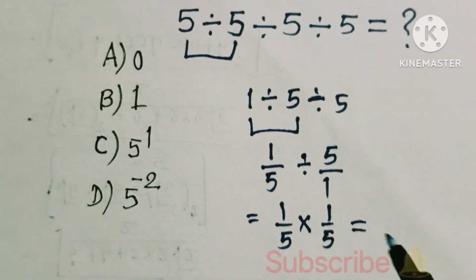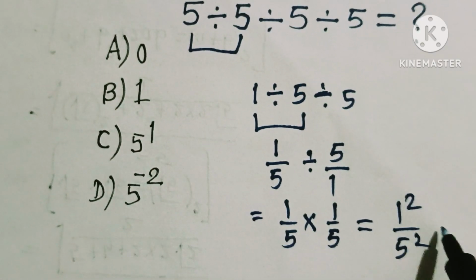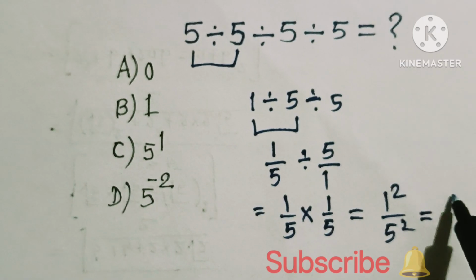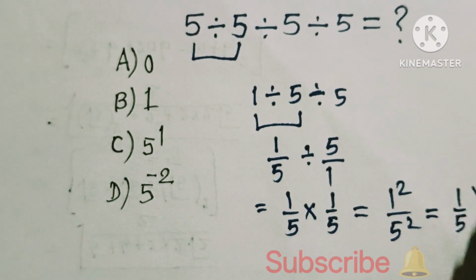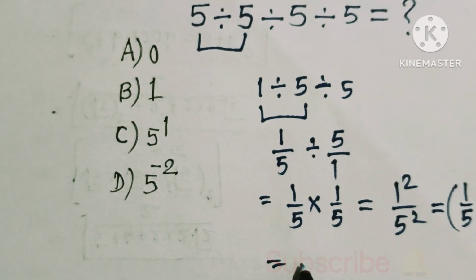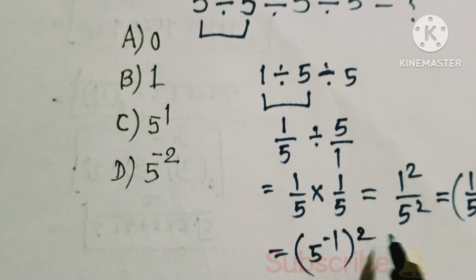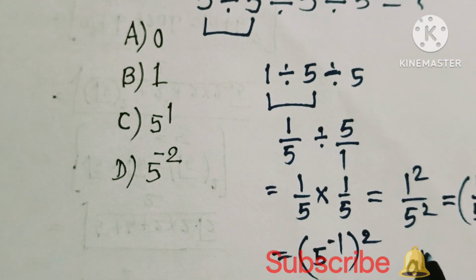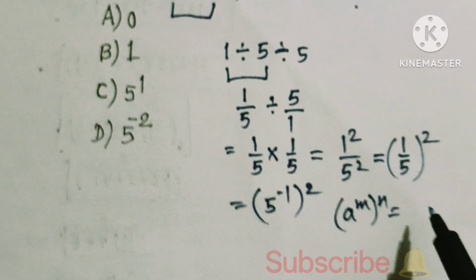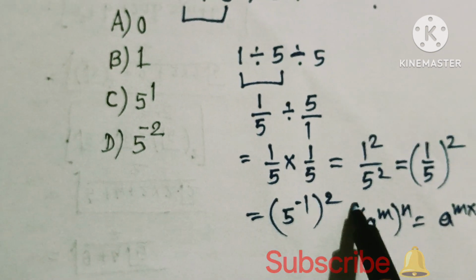So here we can multiply 1 square by 5 square. Then we can write this as 1 by 5 whole square. We can write this as 5 raised to power minus 1, whole square. Then we can apply here a raised to power m raised to the power n equal to a raised to power m into n. This formula we can apply here.